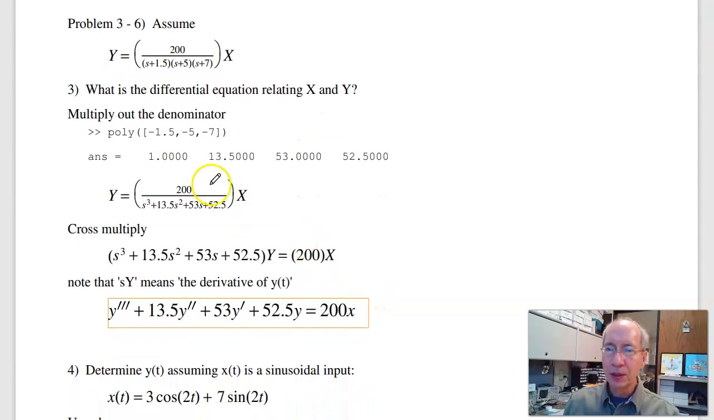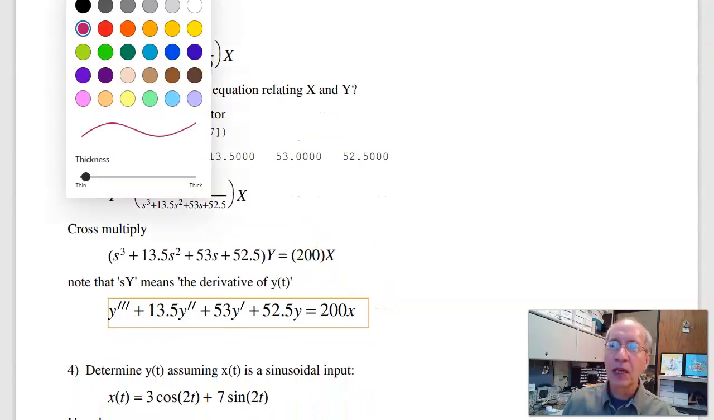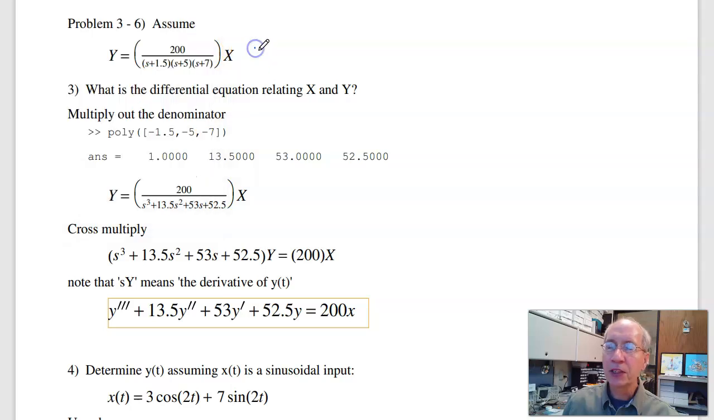Problem 3. On the third problem, given a transfer function, what's the differential equation? Well, to do that, I first multiply out the polynomial. In MATLAB, I can do that by saying I've got poles at minus 1.5, minus 5, minus 7. What polynomial has those roots? And here's the answer, meaning s cubed plus 13.5s squared plus 53s plus 52.5. So multiplying it out gives me this function.